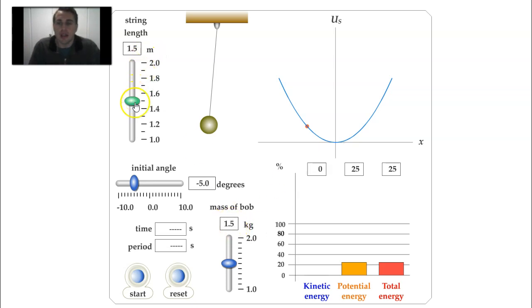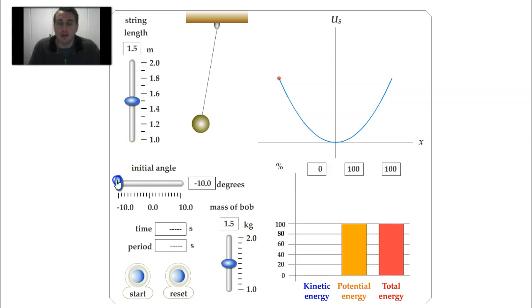Okay. Now, what if the initial angle was larger? Well, you'd imagine that we put more potential energy into the system. That is to say, if we put more potential energy into the system, there should be more total energy. What do you think should happen to the speed of the pendulum bob at the bottom? So pause, talk to your neighbor, talk to your dog, talk to your cat, and see what you come up with.